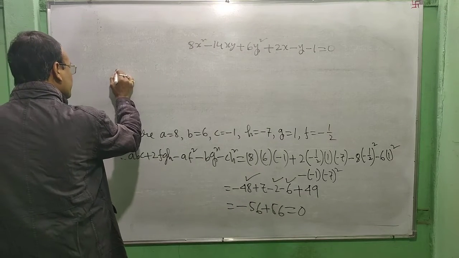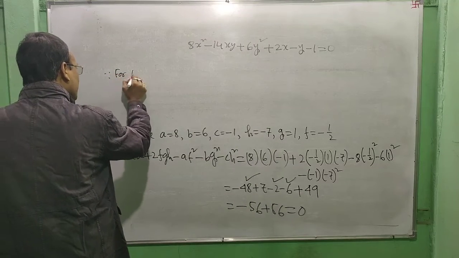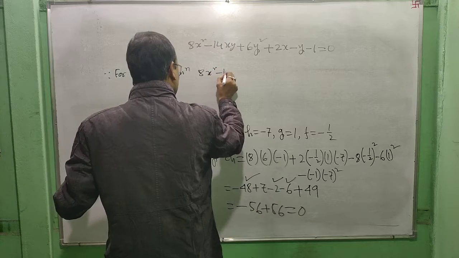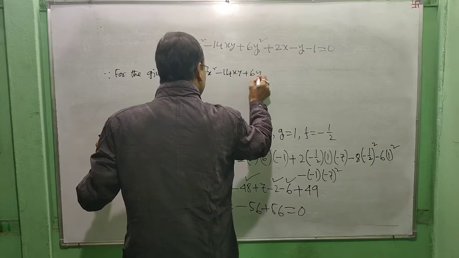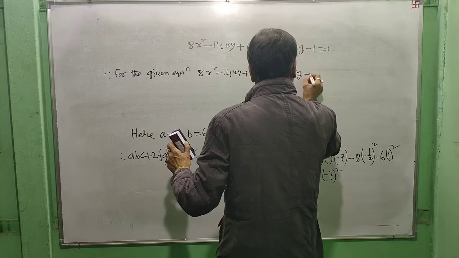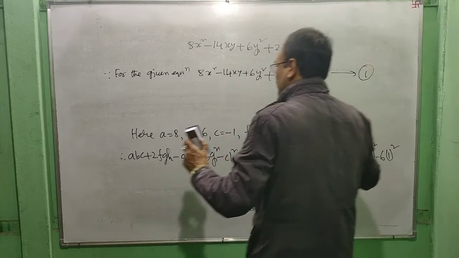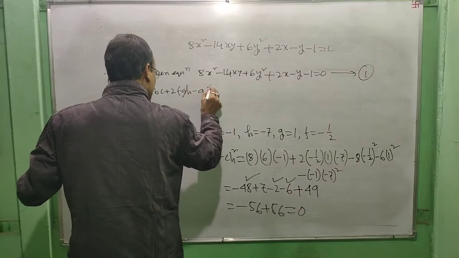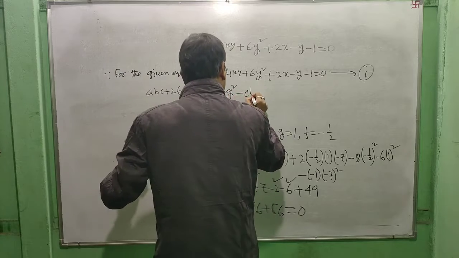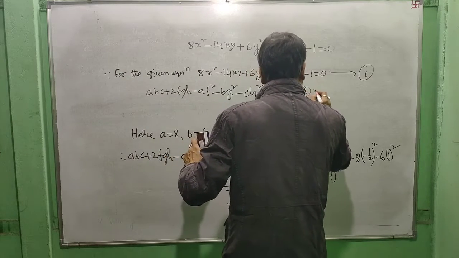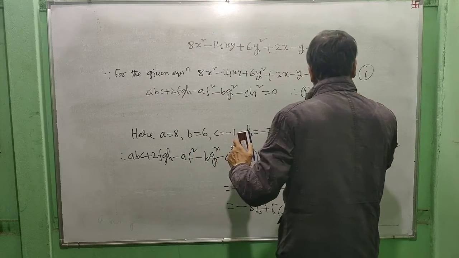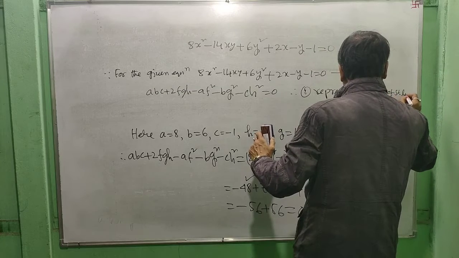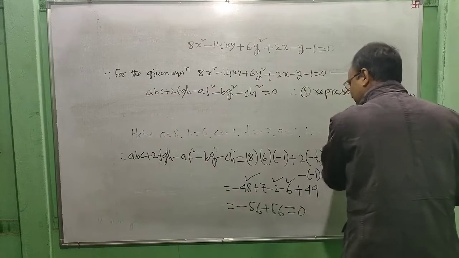Since for the given equation, 8x square minus 14xy plus 6y square plus twice x minus y minus 1 equal to 0, ABC plus twice FGH minus AF square minus BG square minus CH square equal to 0. Therefore, it represents a pair of straight lines.